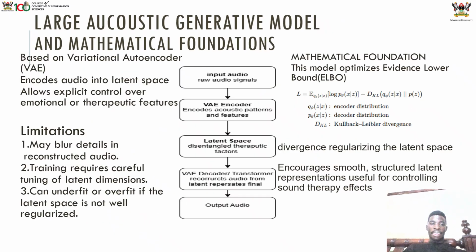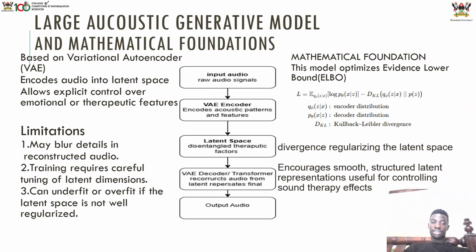architecture of that model. And then we have the large acoustic generative model. We just framed it that way, but that's not its standard name. This is based on a VAE, a variational autoencoder, whereby it encodes the audio into a latent space, and afterwards it decodes. So this is the mathematical formula for that.